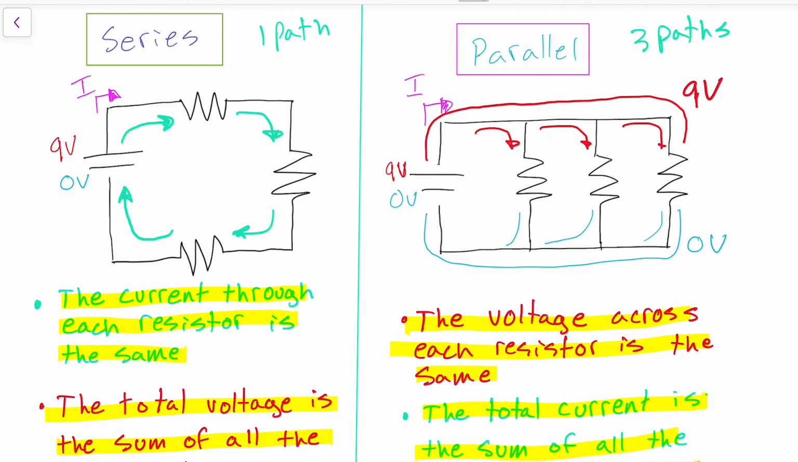So if we wanted to figure out the total current in the circuit, and we knew how much current was going through each resistor, all we would have to do is add up I1, I2, and I3, and that would be the total current in the circuit.